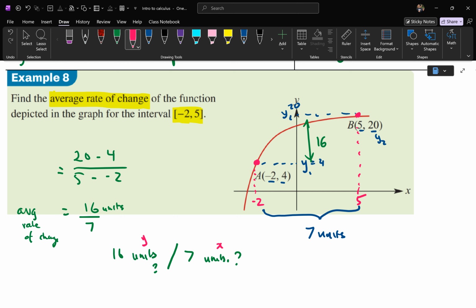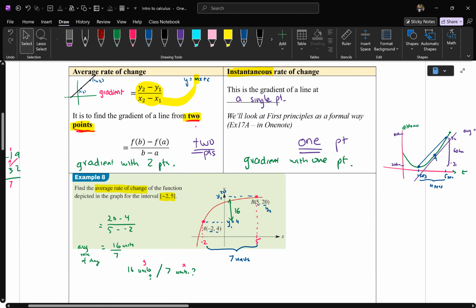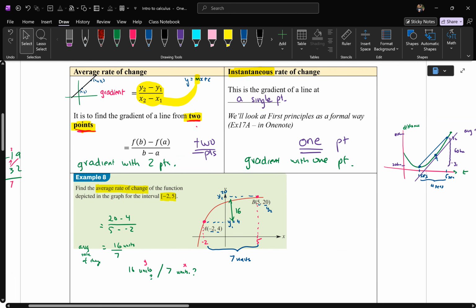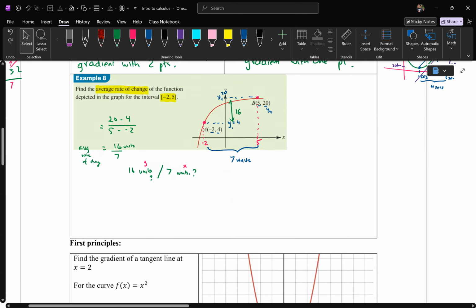So far, so good? All right, let's go to the actual theory. So we clarified, this is year 9 mathematics, gradient with 2 points, gradient with 1 point. I just showed you how to find the gradient using 2 points. So we did y2 minus y1, x2 minus x1. Great. Rowan? No question?